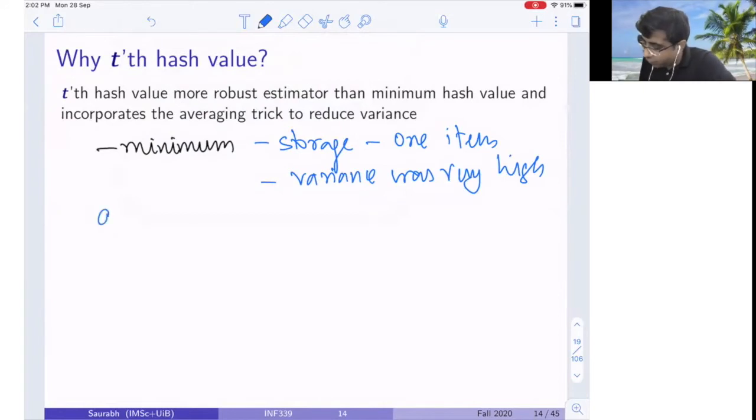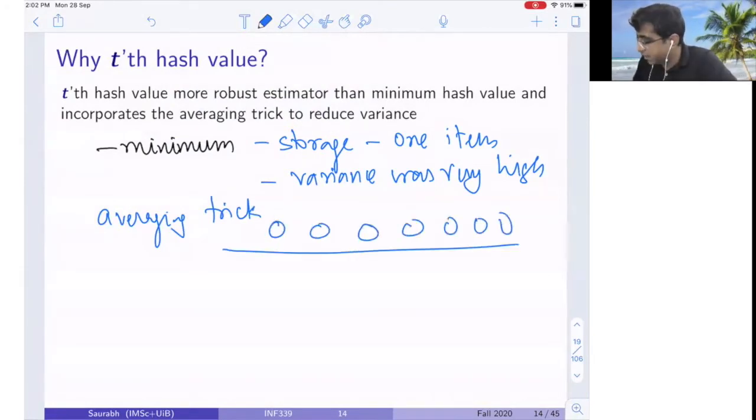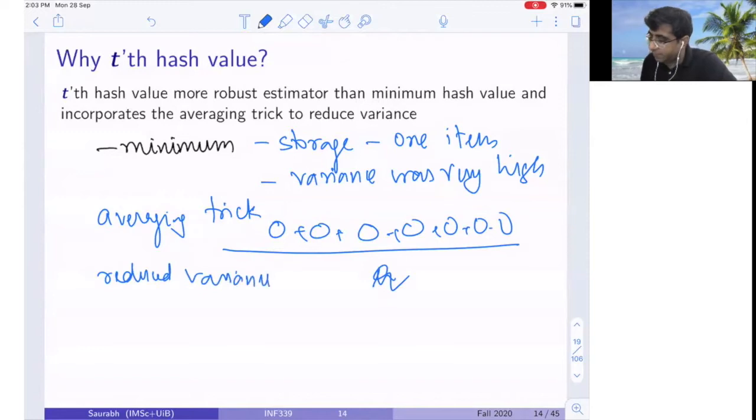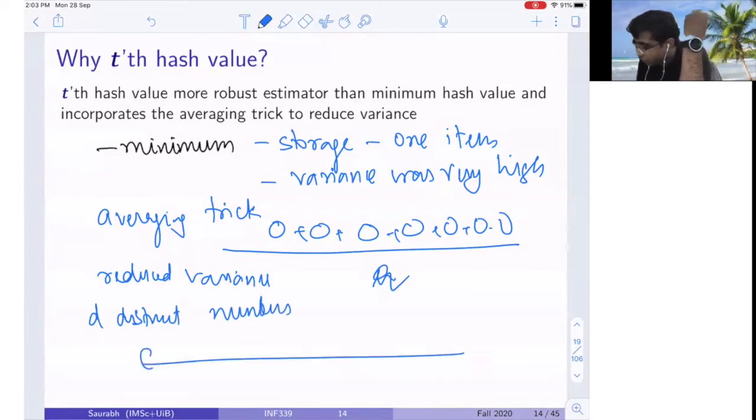Then we did this averaging trick. We did the averaging trick by computing several values and then taking the sum of them and then the average, and this is the way we reduced variance. Now notice what happens with the minimum. The minimum is just one value. And suppose you had d distinct numbers, and you are mapping them to some interval.